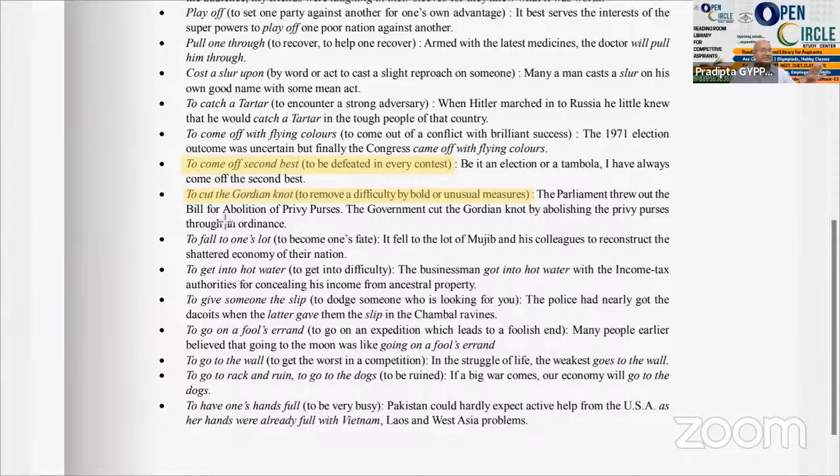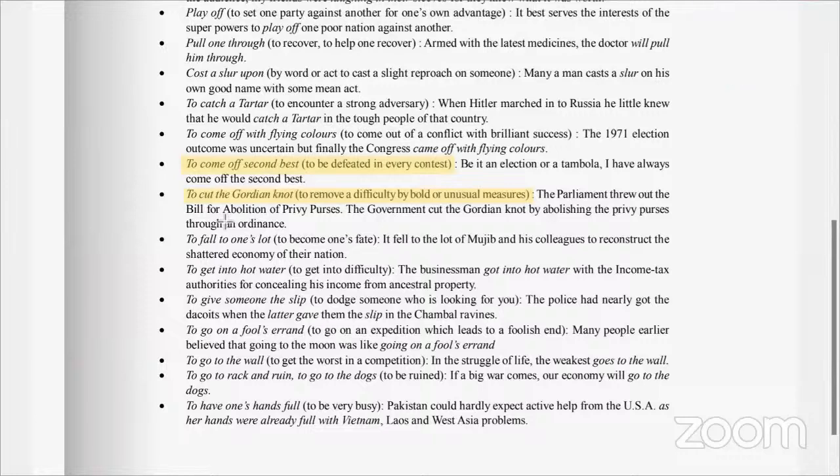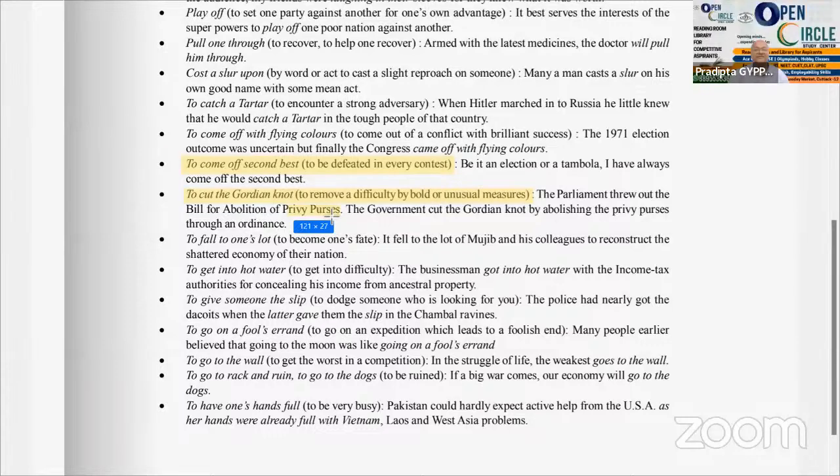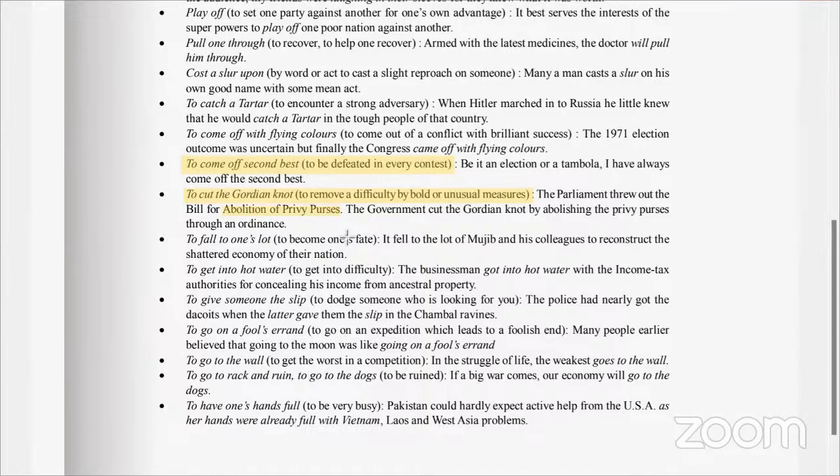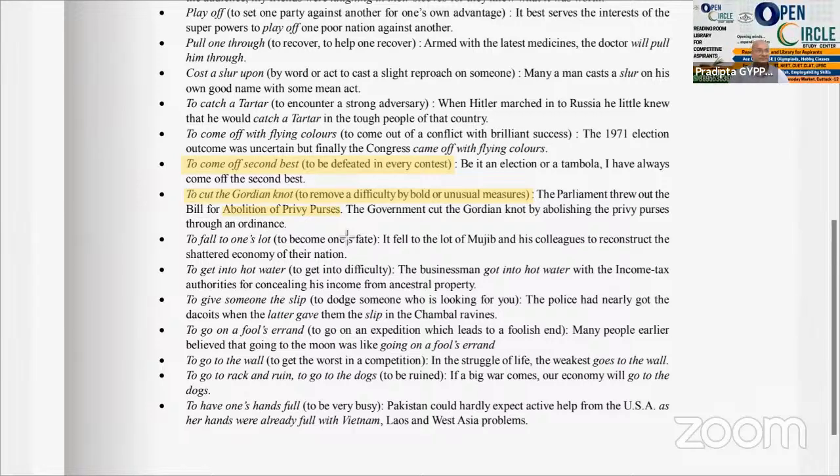The Gordian knot. Have you ever seen a Gordian knot? No. A Gordian knot is a type of knot which is very, very difficult to open. Now read the sentence, Unnati. Yes, sir. The parliament threw out the bill for abolition of private purses. Now it is a bit difficult for all of you to understand, so I'm trying to make it easy. Abolition means to stop, to remove any law, remove any rule. Yeah?